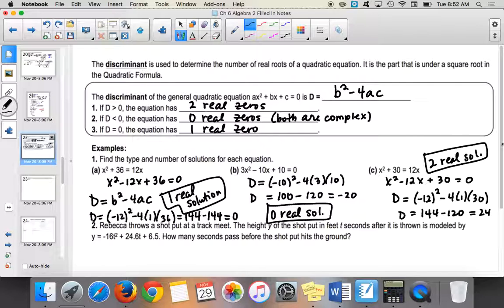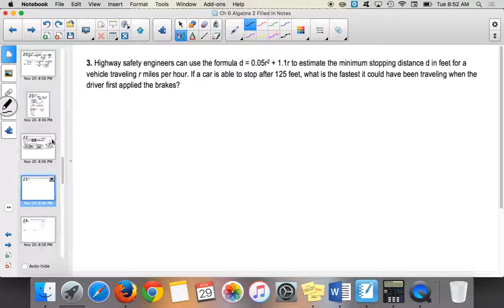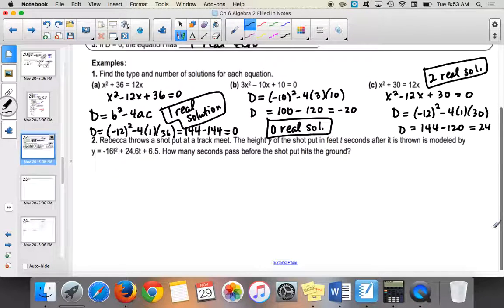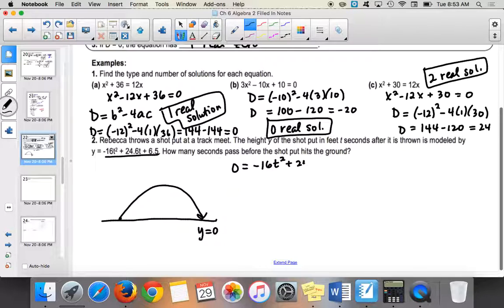Okay, and then the last one, I think this is the last one, maybe not. Oh, there's 2. All right, so it says Rebecca throws a shot put at a track meet. The height y of the shot put in feet, t seconds after it's thrown, is modeled by this. So how many seconds pass before the shot put hits the ground? Remember, we've talked about that before. It goes up, it comes down. So we want to find when the height is equal to 0. So y is the height, so we want to find when y equals 0. So we just have 0 equals negative 16t squared plus 24.6t plus 6.5.